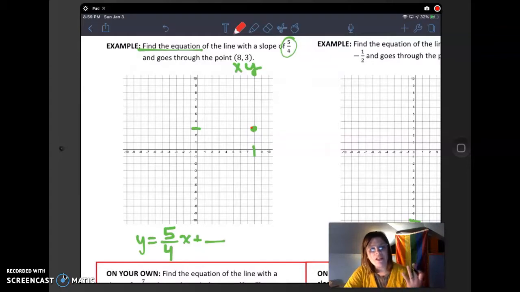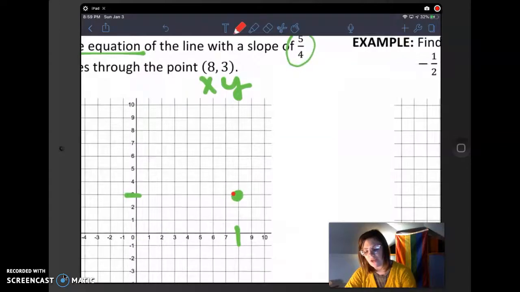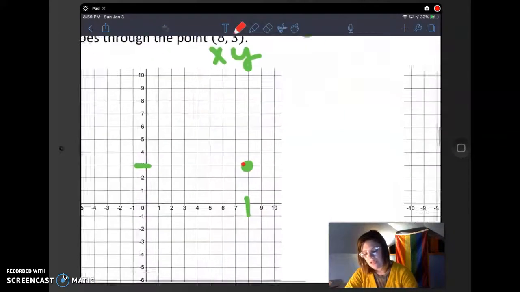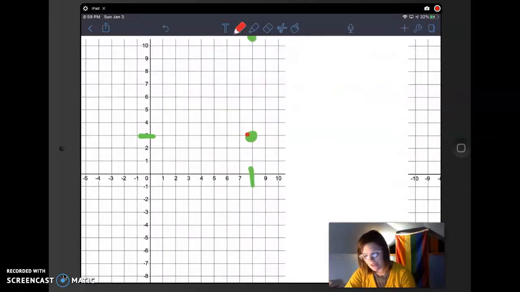And let's think about this. So our slope is positive. And when we have a positive slope, it means the line is going to be going in that direction. So in order to find our B value, we need to go backwards, right? Make our slope triangle backwards in order to see where it hits the y-axis. And so since we have a rise of 5 and a run of 4, I'm going to need to go down 5. 1, 2, 3, 4, 5.